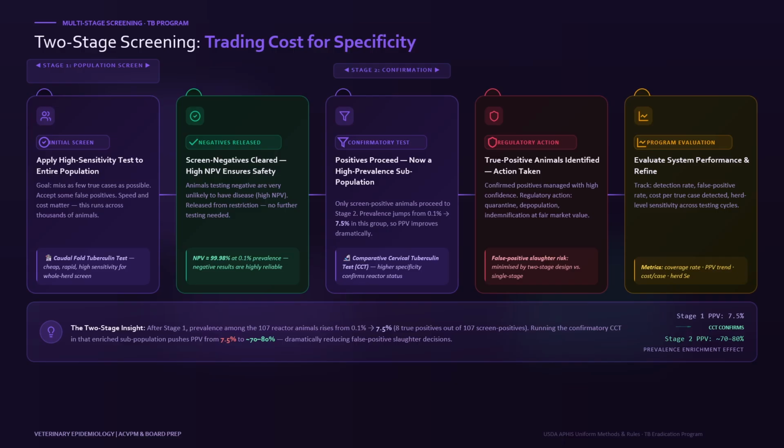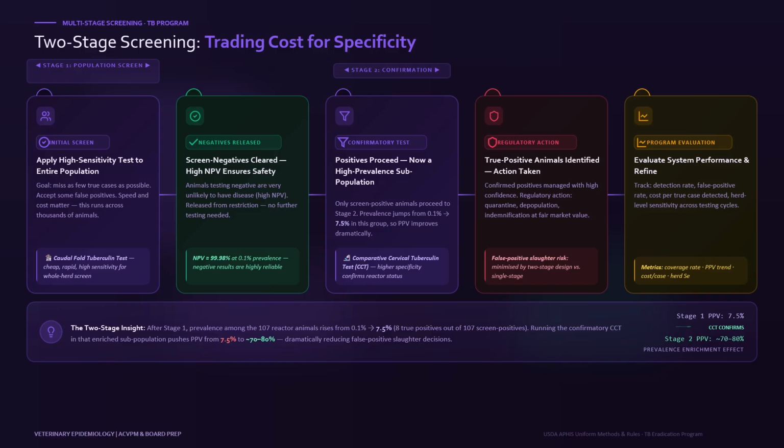We run the comparative cervical tuberculin test, the CCT, which has higher specificity on that enriched group. Because we're now testing in a higher prevalence population, PPV climbs from 7.5% up to roughly 70 to 80%. Confirmed positives can then be managed with real confidence. Quarantine, depopulation, and indemnification at fair market value. That's serial testing in a nutshell. A sensitive screen first, a specific confirmation second, which drives up specificity and positive predictive value.